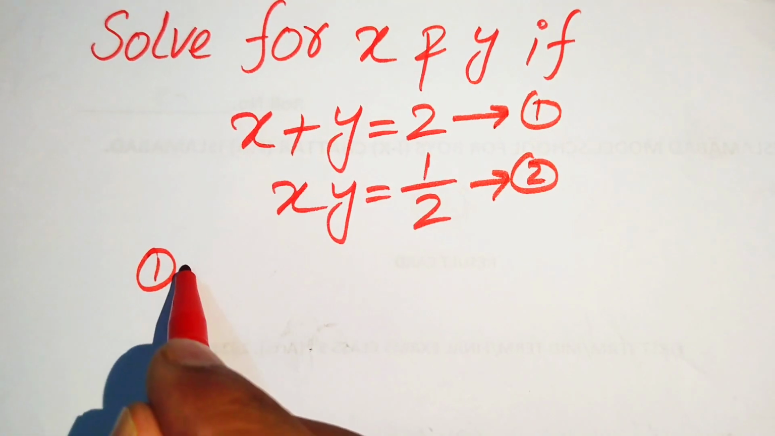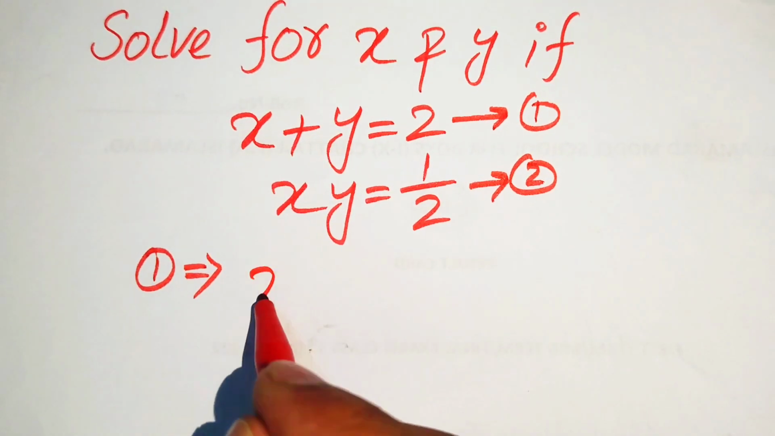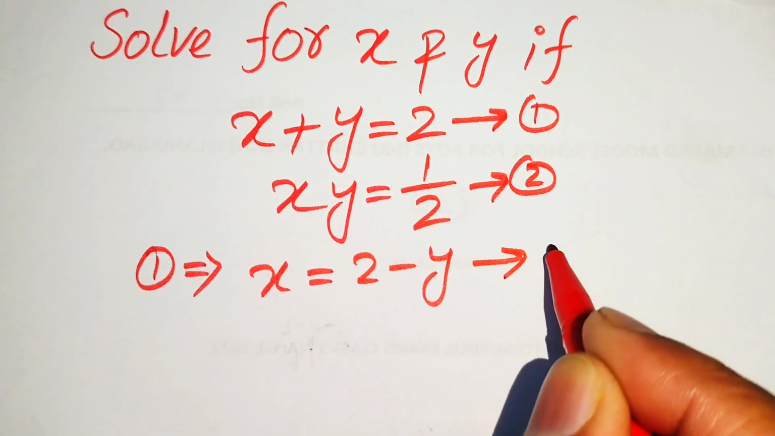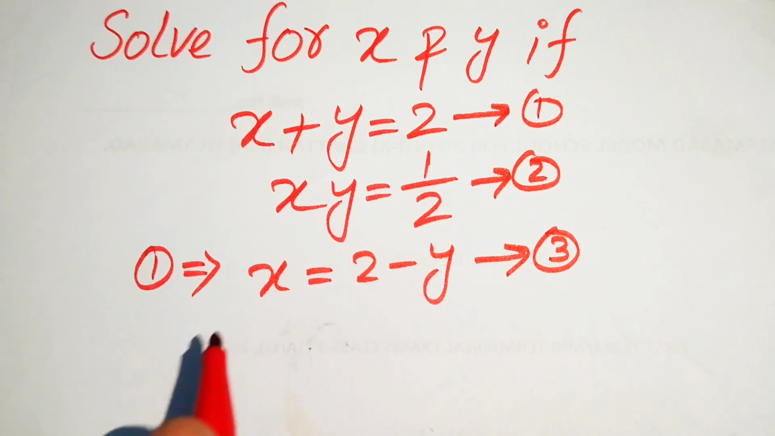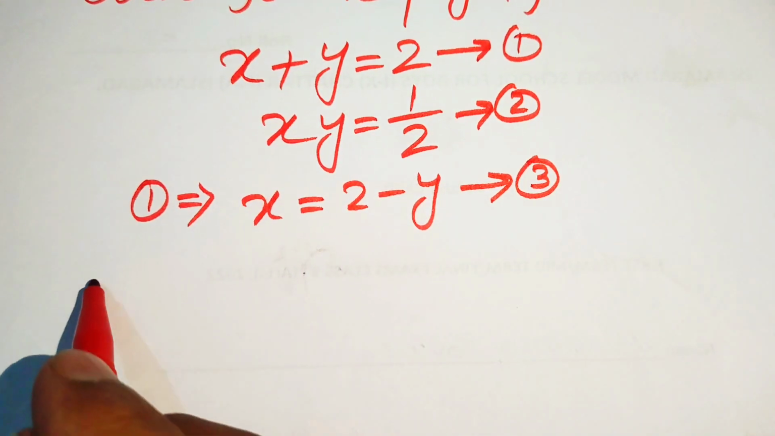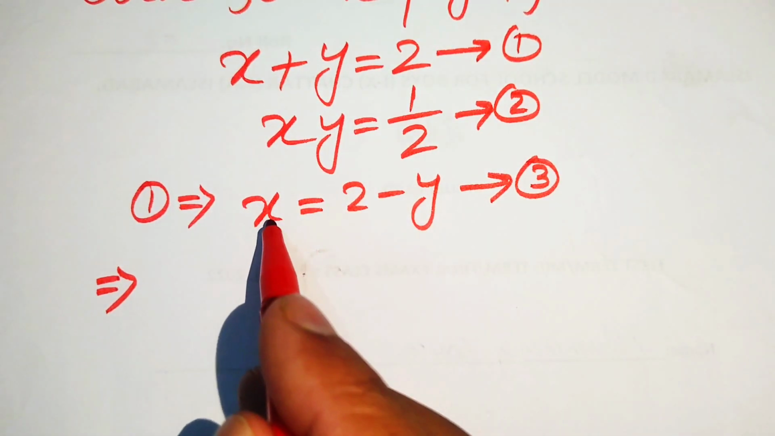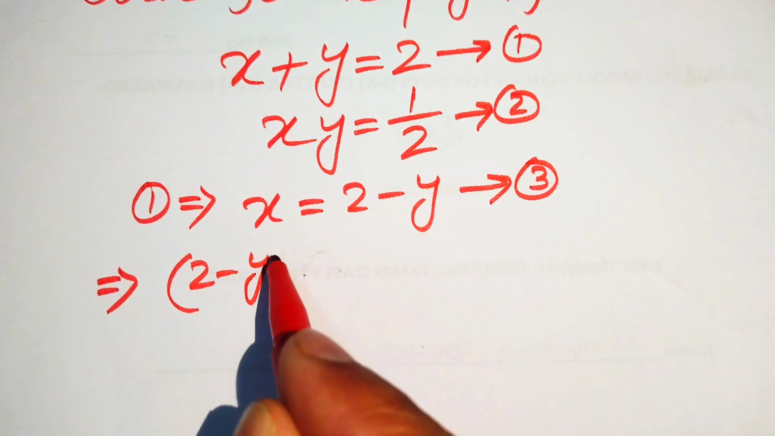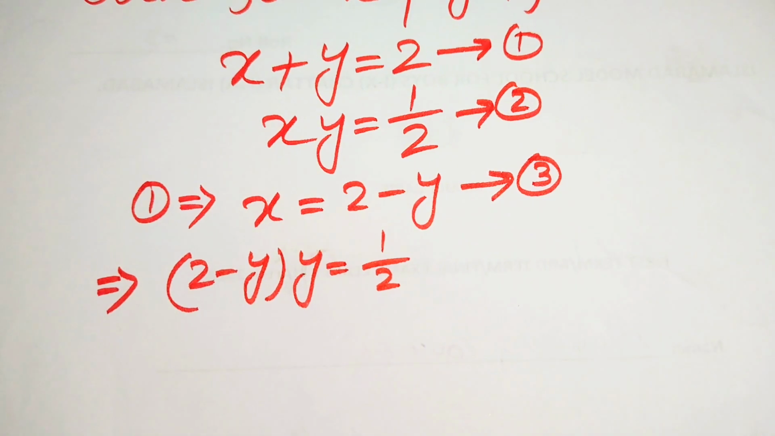So our equation number 1 implies that here we move this y to the right hand side and we get x equals 2 minus y, and we call this our equation number 3. And now we substitute this value of x in equation number 2, so that equation number 2 implies that this is x into y, so the value of x is 2 minus y. We substitute it here. It will be written as 2 minus y into y equals 1 over 2.